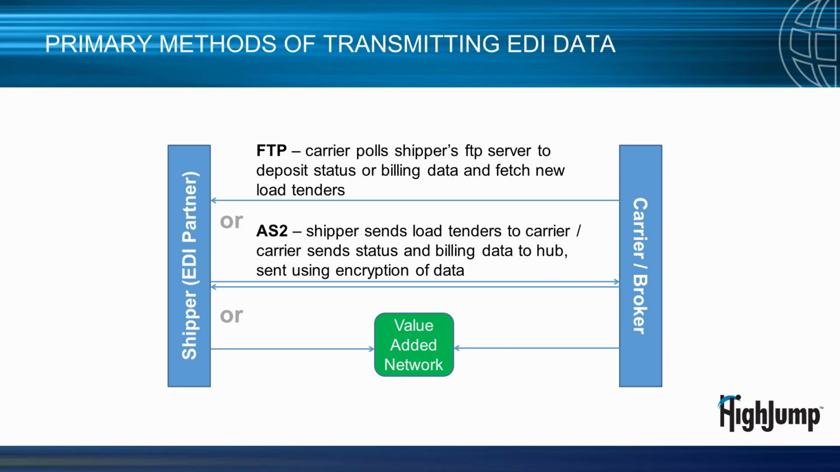AS2, the second one on the list here, is a more elegant means of transmitting EDI data, where each party will send their data as it becomes available. So data travels in both directions simultaneously at times, plus it's encrypted. So it's a nice, clean way of sending data, but one downside of AS2 is that it uses certificates, which must be updated from time to time, which can easily be overlooked. And if it is overlooked, then it actually stops the transmission of data until it is resolved.